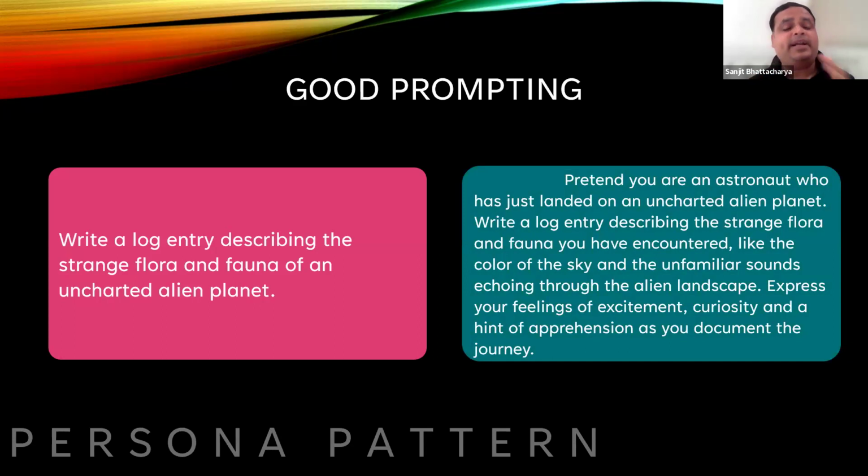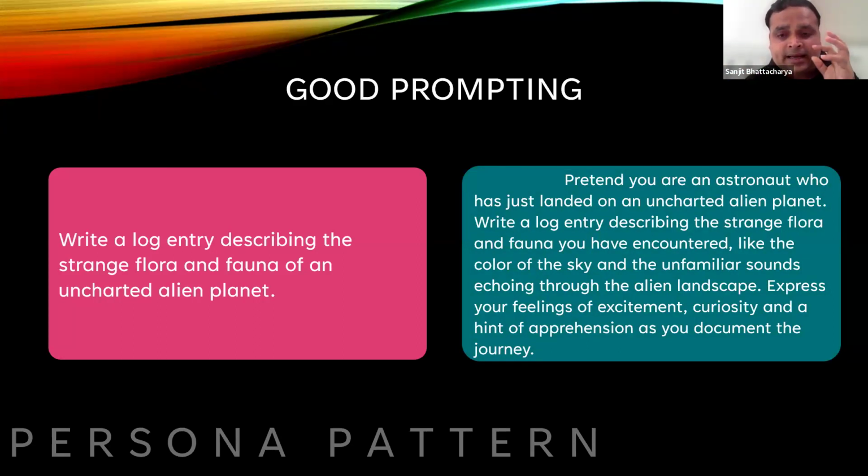Pretend you are an astronaut. You're giving it a persona. Now, the GPT will assume that it's an astronaut and think from an astronaut's point of view. Strange fauna and flora, it can also think from a poet or an author's point of view. But that is definitely not the kind of result that you're looking for. So you want them to think like an astronaut, and that astronaut has landed on an uncharted alien planet, and it has to describe the fauna and flora.